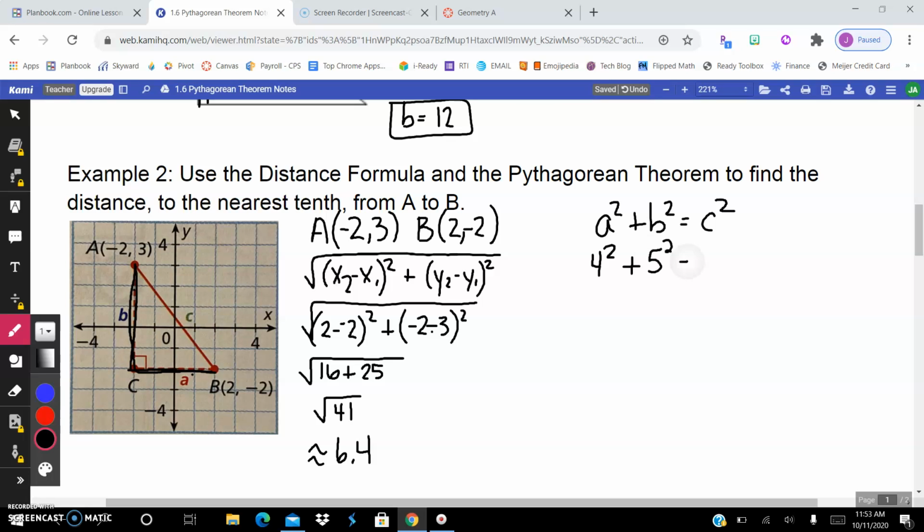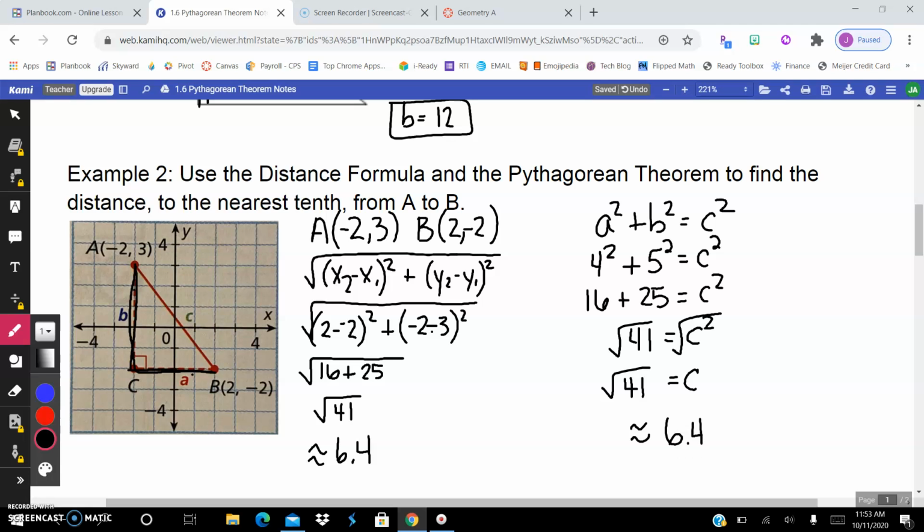So that would be 5 squared is going to give us our c squared. So that would be 16 plus 25. And 16 plus 25 is 41. And our last step in all Pythagorean theorem problems is always to cancel that squared. So we have to take the square root. So c equals the square root of 41. And we know that that is approximately 6.4.